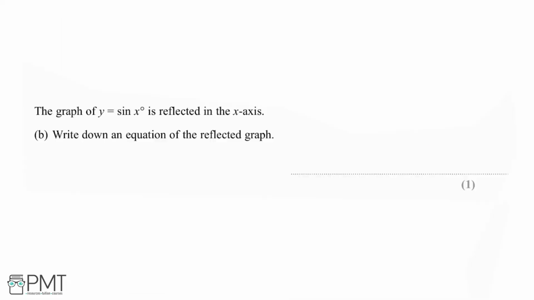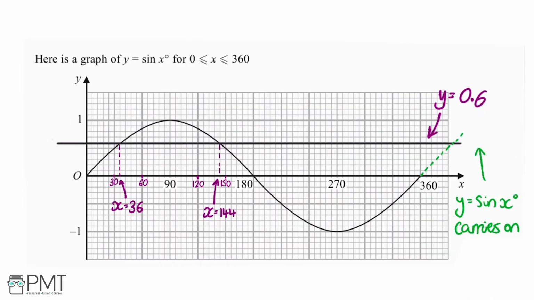So now part B says the graph of y equals sine x is reflected in the x-axis, and we need to write down an equation of the reflected graph. And the answer here is y equals minus sine x. And this makes sense because when we're reflecting in the x-axis, we're taking what y is equal to and multiplying it by minus 1 to reflect it in the x-axis.